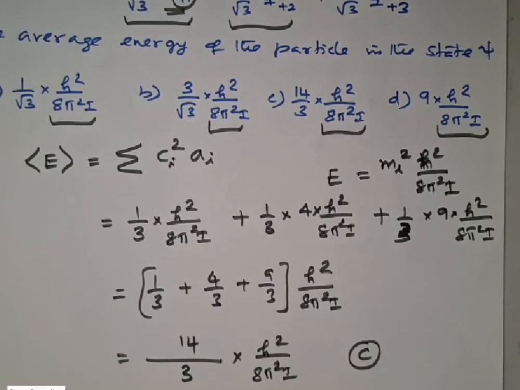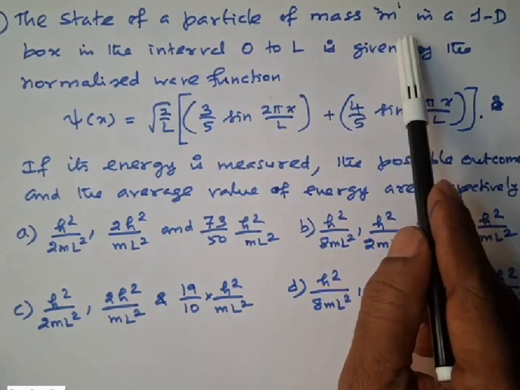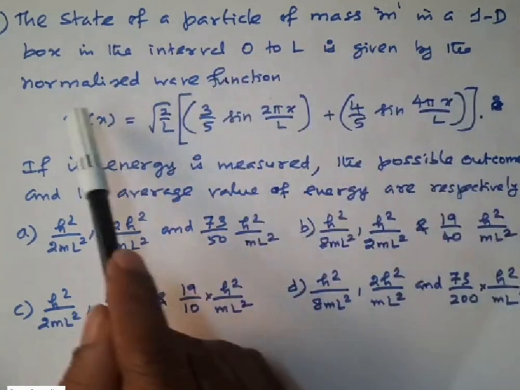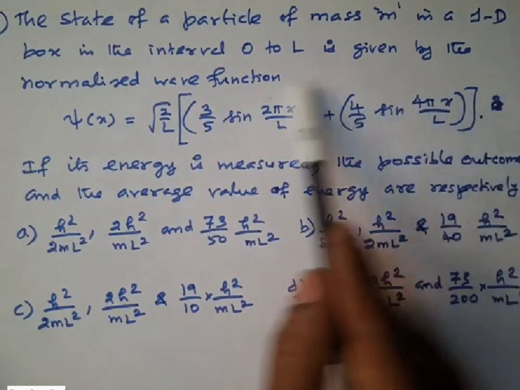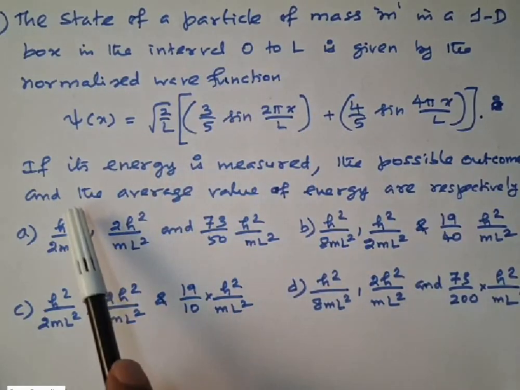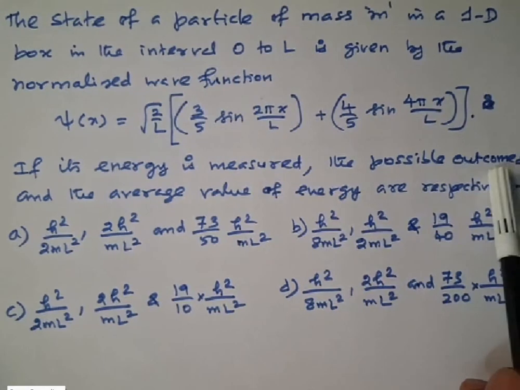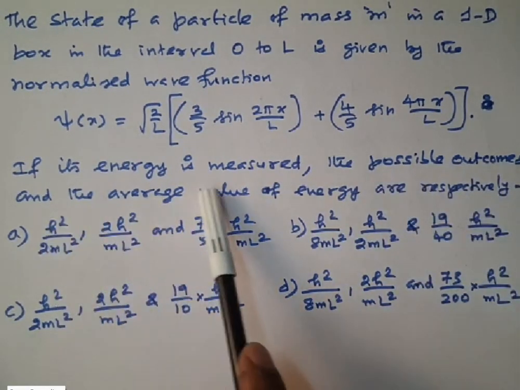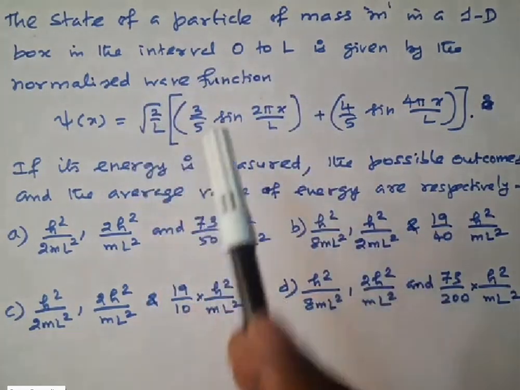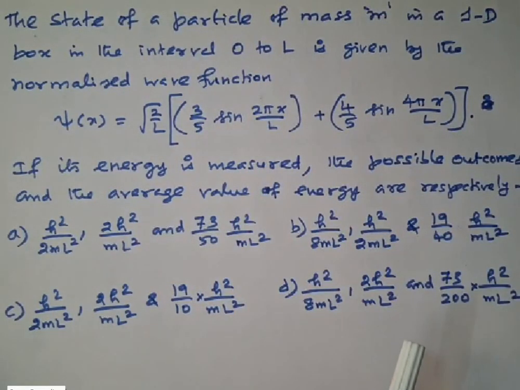Right? Take note. The state of a particle of mass m in a one-dimensional box in the interval 0 to L is given by the normalized wave function. Some wave function is given. If its energy is measured, the possible outcomes and the average value of the energy are, respectively? If energy is measured, what are the possible outcomes of energy and what is the average energy?